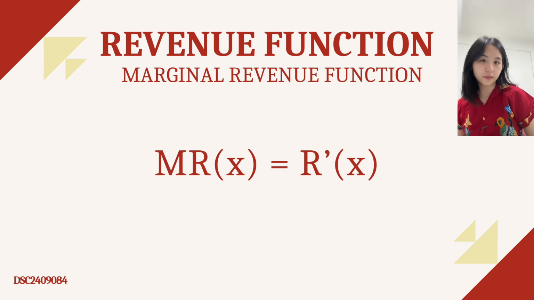Moving on, we have the marginal revenue function, or MR, which indicates the additional revenue gained by selling one more unit of a product. The formula is MR of x equals the derivative of R of x. The total revenue function R of x shows the total income from selling x units, and its derivative represents the rate of change in total revenue with respect to the number of units sold.